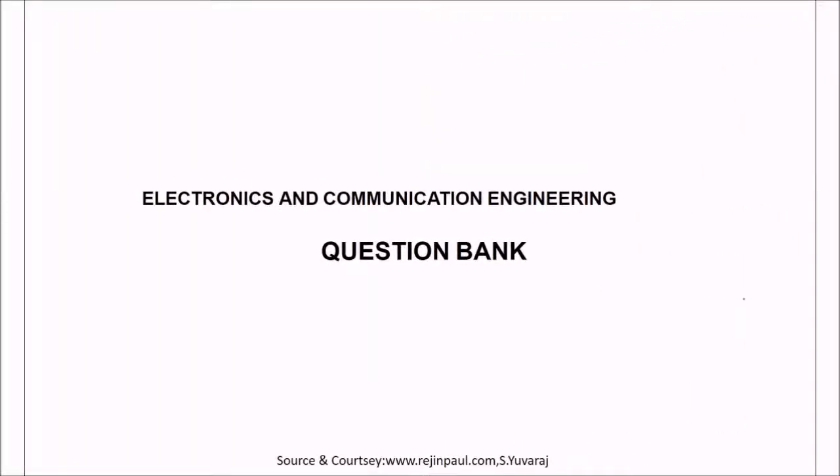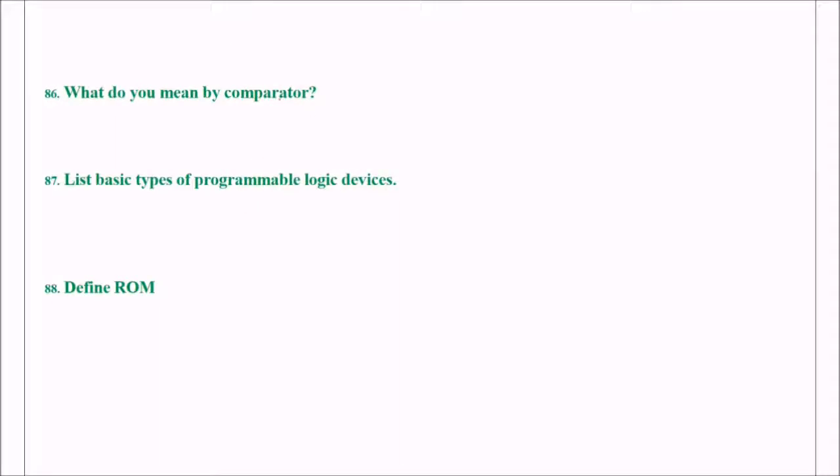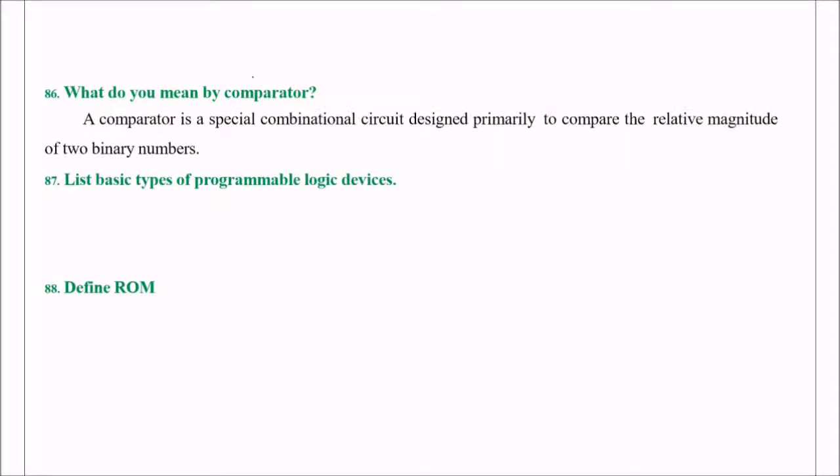Now let us take a few more questions in electronics and communication engineering. So first is, what do you mean by comparator? Comparator means comparison operator, or the device or the combination of gates which does comparison. A comparator is a special combinatorial circuit designed primarily to compare the relative magnitude of two binary numbers. So you have two binary numbers, and you need to compare them. For that, a comparator is employed.